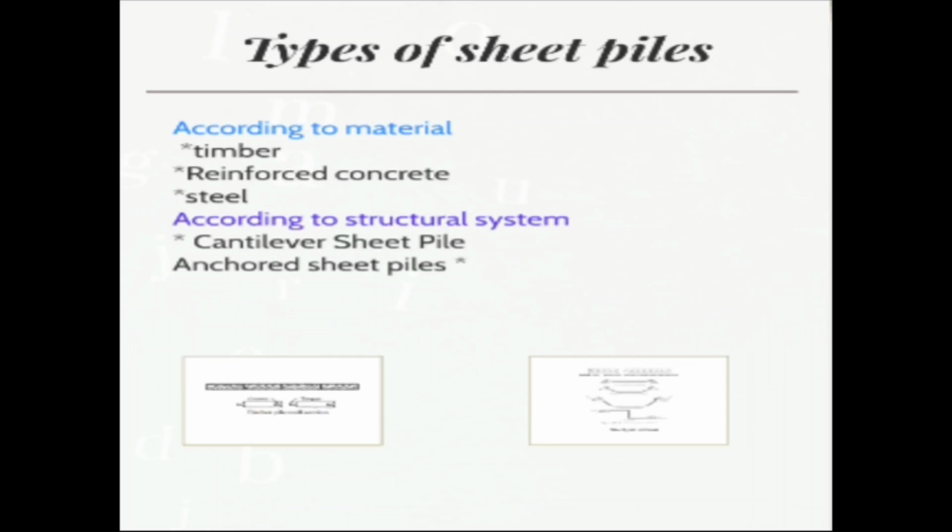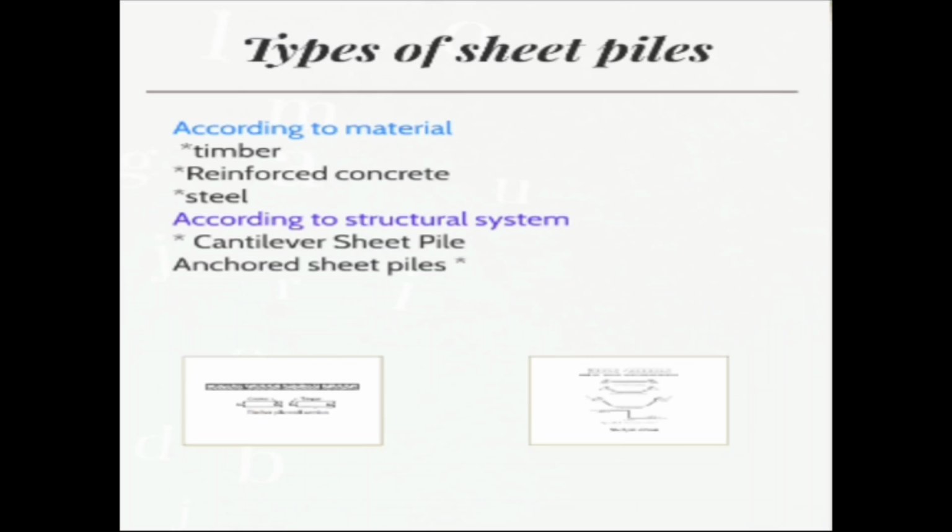First, we have the cantilever sheet piles and anchored sheet piles. First, what are cantilever sheet piles? These are used where the height of the soil or water to be retained is smaller than 4.5 meters. The various forces acting on a cantilever sheet pile wall are the active earth pressure on the back of the wall and the passive earth pressure on the front of the wall.